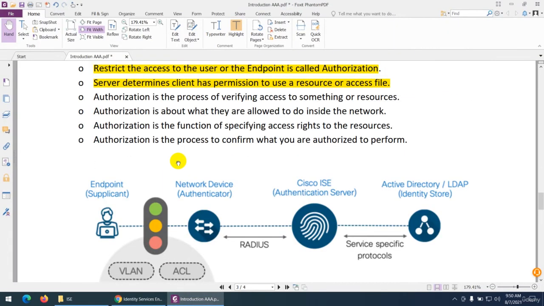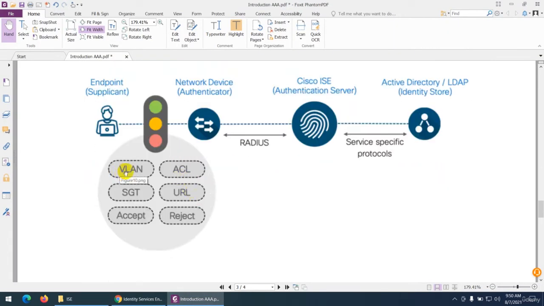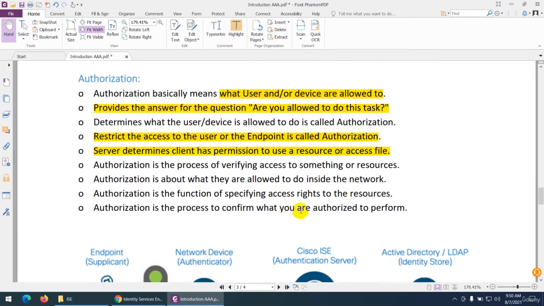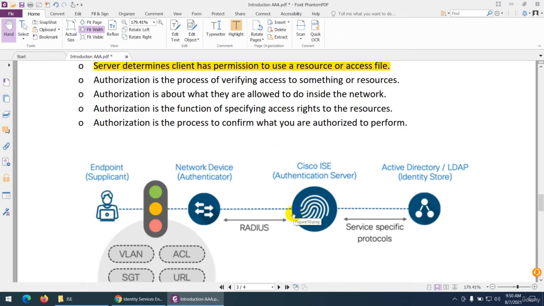Why? Because we use DACL, we use ACL, we use dynamic VLAN. You can put them in a specific VLAN. We can accept them, we can reject them, we can redirect them, we can give them web access. So many things you can do. So all these things is called authorization.